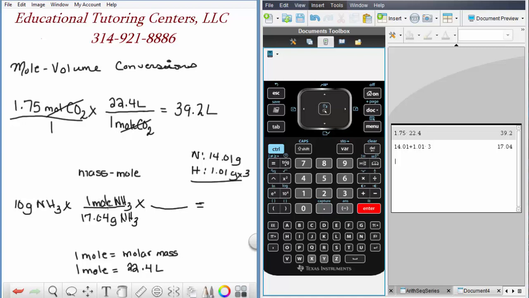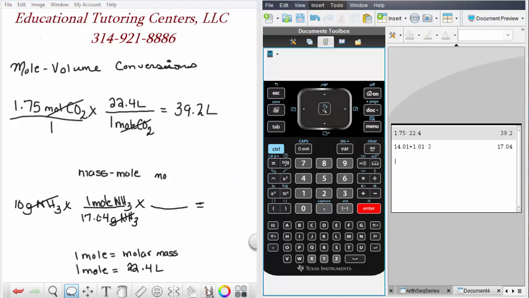Okay, and if you notice here, we canceled our grams of ammonia with the grams of ammonia here. We're left with moles. Our goal was not to get to moles, but it was to get to volume. So we'll need to do our mole to volume conversion. And we have moles here in the numerator, so we'll need to put mole here in the denominator, and we're using this conversion here.